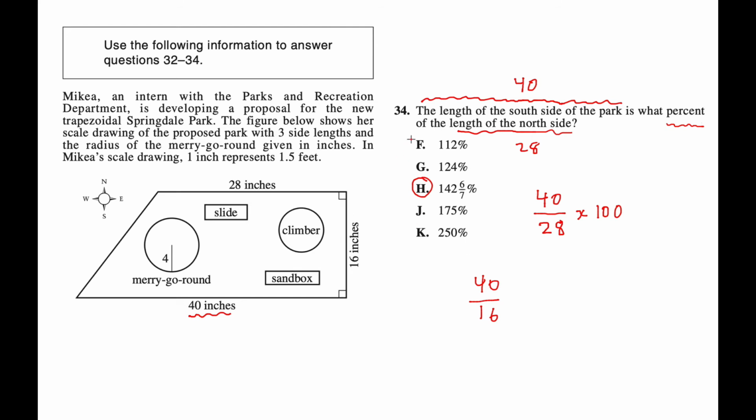Finally, answer choices F and G seem to reflect mistakes in actually understanding how to take percentages. For example, answer choice F of 112% could reflect basically just seeing that there's a difference of 12 between 40 and 28 and thinking that that must mean it's 112% larger. And then answer choice G of 124% could reflect that same misunderstanding of how percentages work, plus mixing up the sides that we're comparing. So if we do the south side to the east side, there's a difference of 24 there. So then somebody might think that that means it's 124% larger.